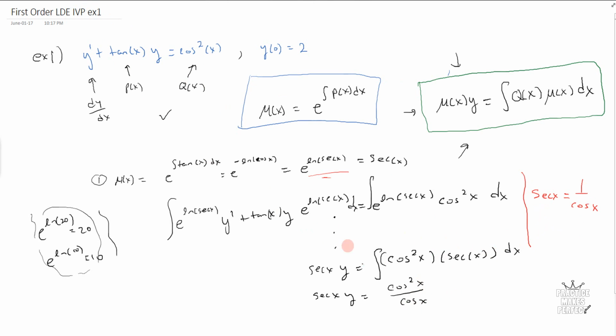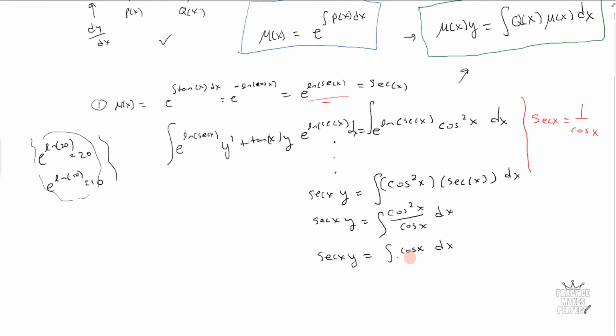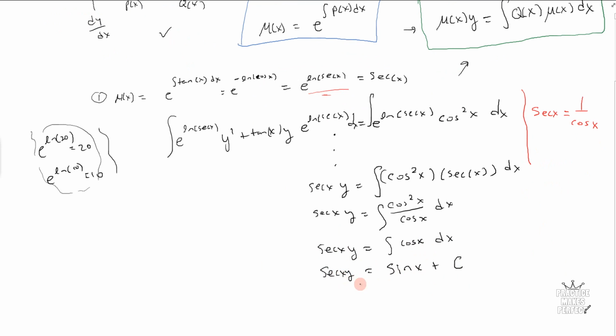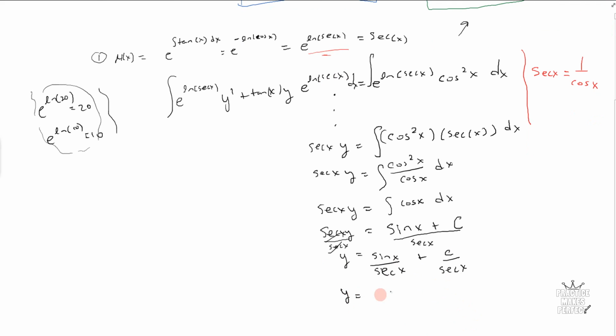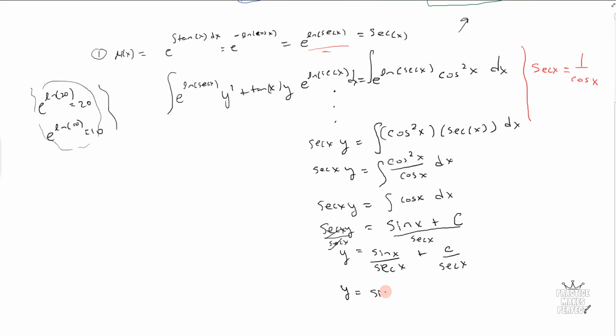Okay, so now we still have to take the integration of this, plus some constant. Remember to always put this constant. I emphasize it because a lot of people forget. So now we're almost done. We just need to put the y by itself, and then we'll be using the initial value that they've given to us. It is sine x times cos of x plus c times cos of x.